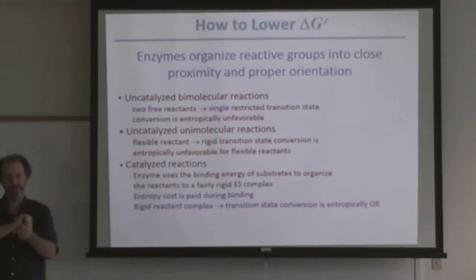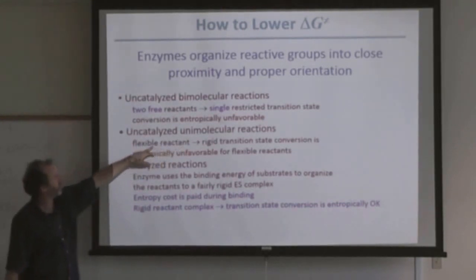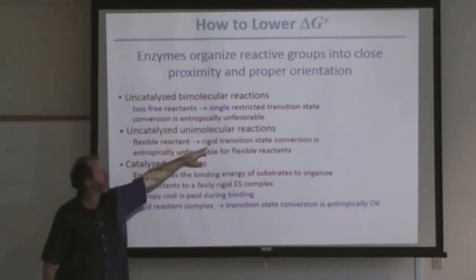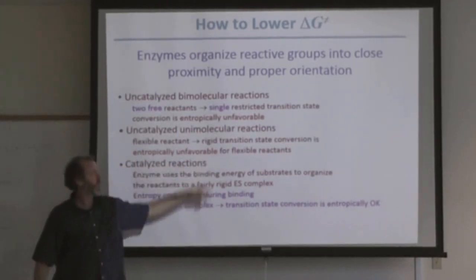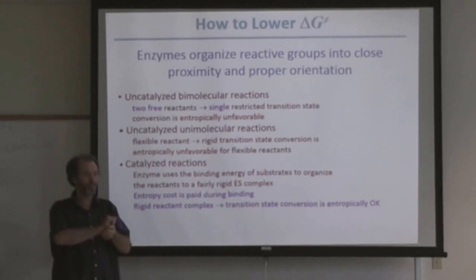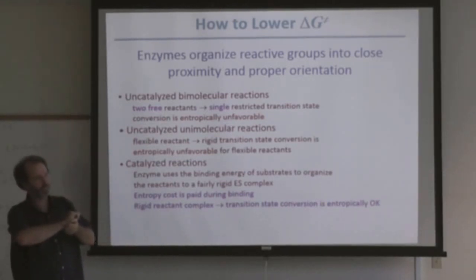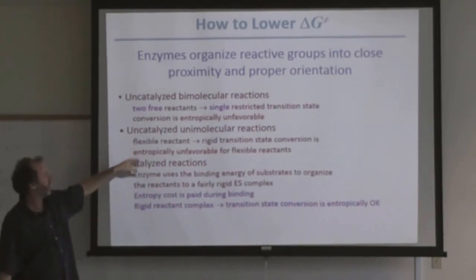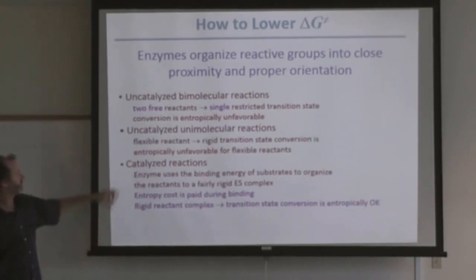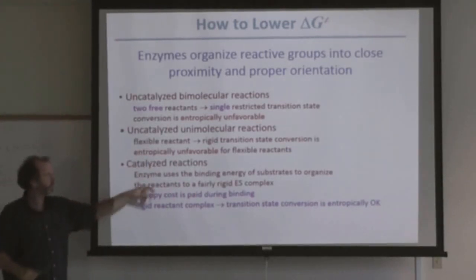Does that make sense? So uncatalyzed unimolecular reactions, you have a flexible reactant, rigid transition state conversion, and that's entropically unfavorable for flexible reactants, right? Because you've got to get over that transition state to have that reaction proceed. And what an enzyme does for a catalyzed reaction is it stabilizes that transition state.